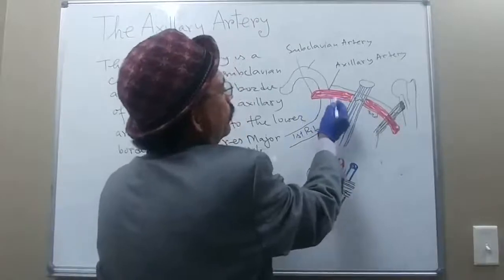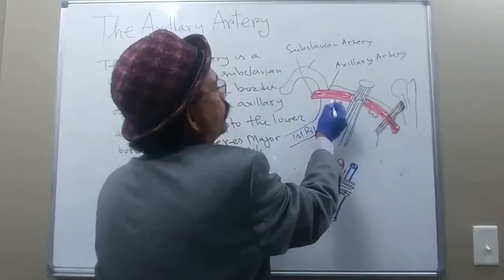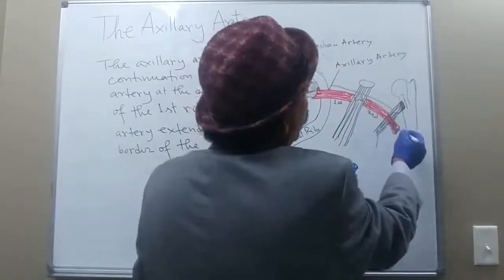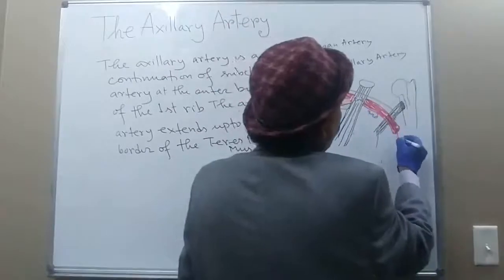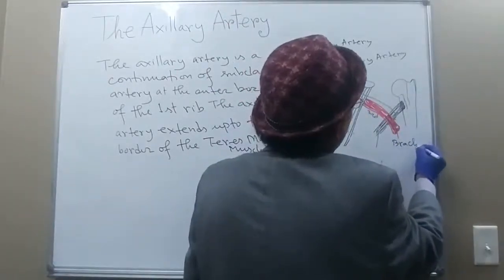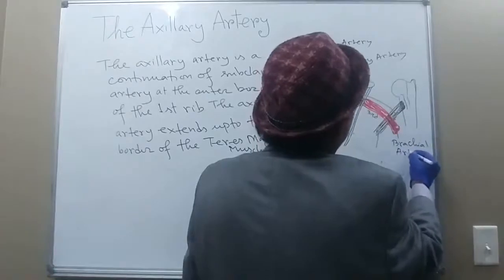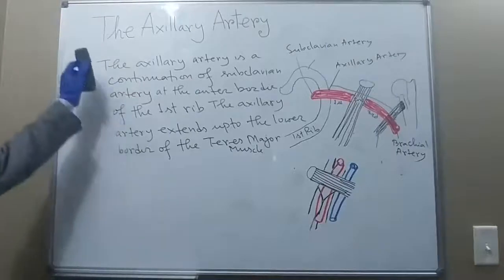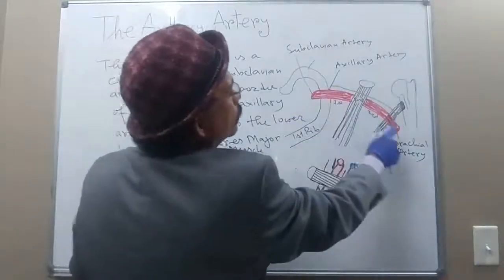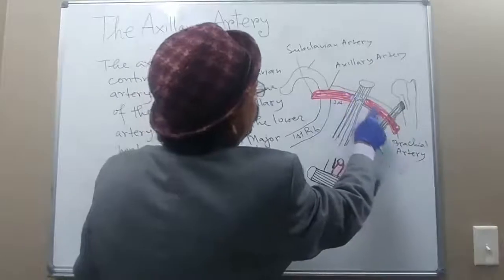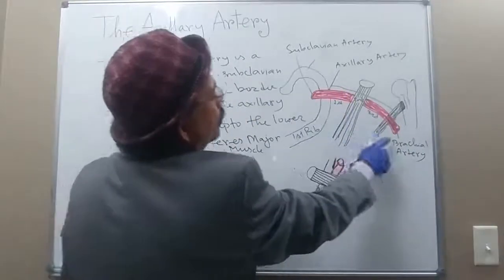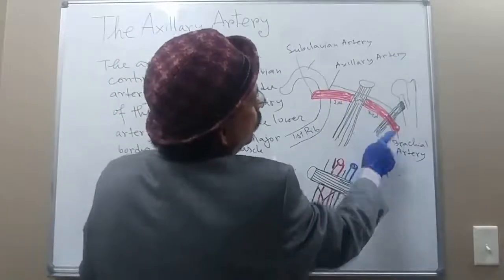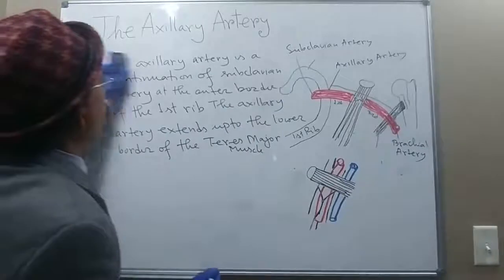It continues as the axillary artery from the outer border of the first rib. It is a continuation of the subclavian artery. Then it continues as the brachial artery. This is the brachial artery. We got the extent of the axillary artery from here to here. This is the subclavian artery, continued as the axillary artery, which continues as the brachial artery.